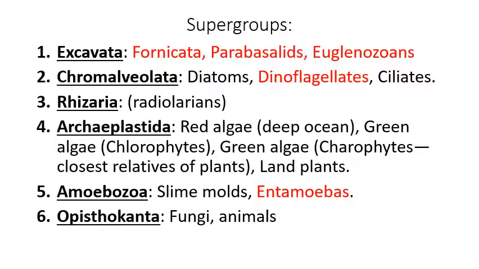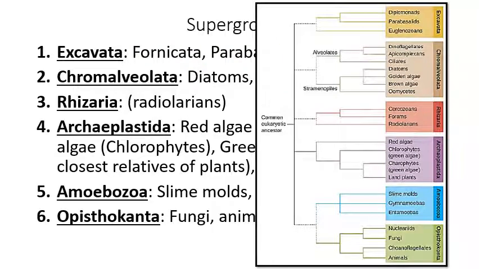All right, so the supergroups are the excavata, chromalveolata, rhizaria, archaeplastida, amoebozoa, and opisthokonta. And then within them, we have subgroups, the fornicata, the parabasalids, and the euglenozoans, the diatoms, the dinoflagellates, and so on. And we're going to learn one or two examples of each of these. Okay, this diagram kind of illustrates where they all are.